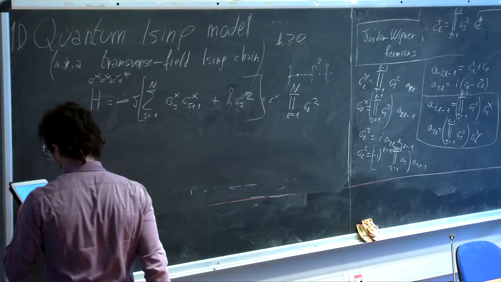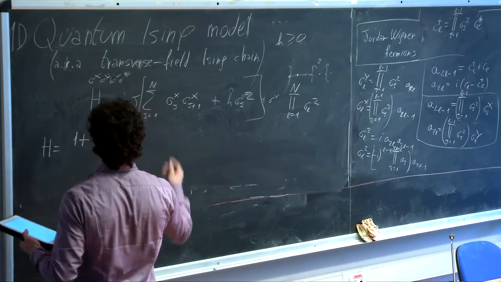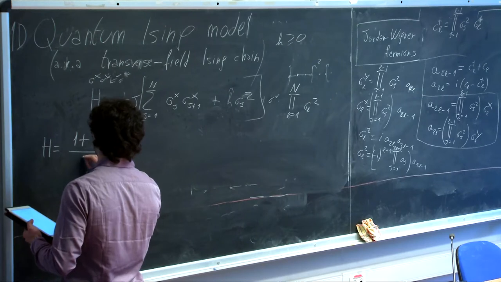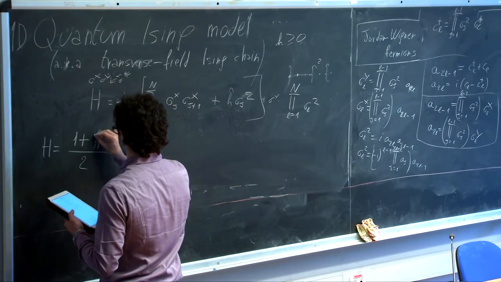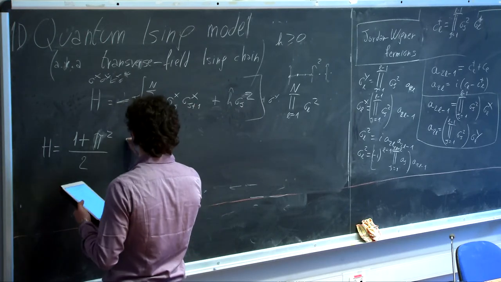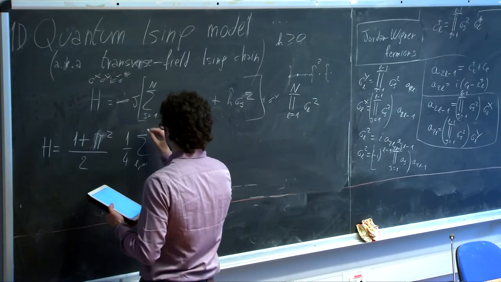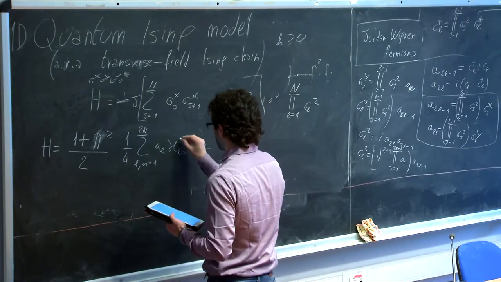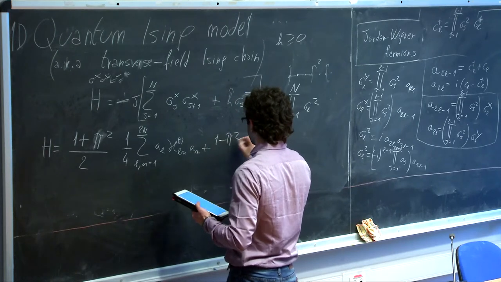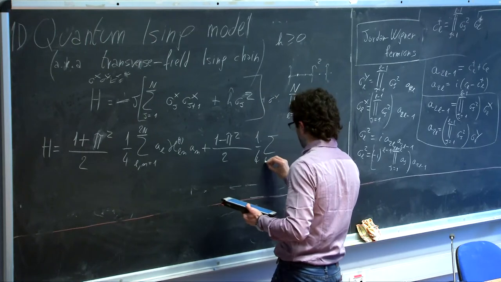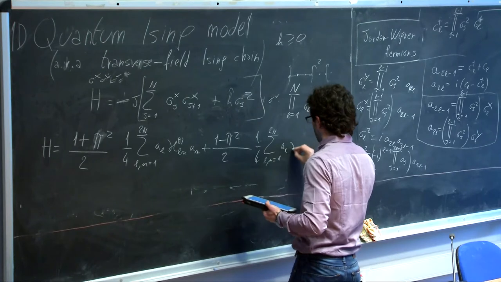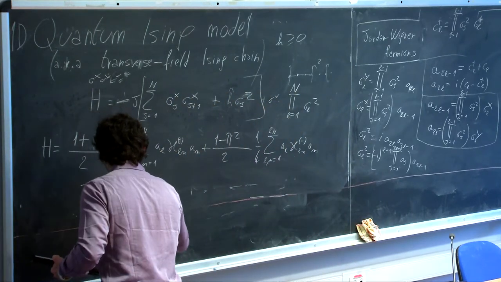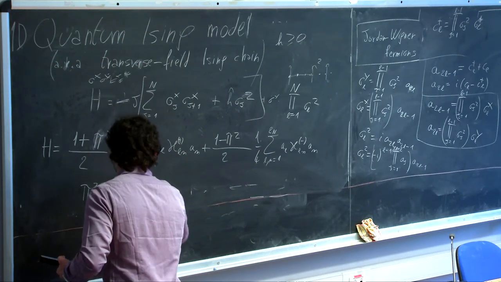H is equal to (1 plus π_Z) over 2 times 1 over 4 sum over L and N up to 2N of A_L H_{L,N} A_N, plus (1 minus π_Z) over 2 times 1 over 4 sum over L, N from 1 to 2N of A_L H_{-L,N} A_N, where π_Z is the product from J equals 1 to 2N of σ_J^Z.